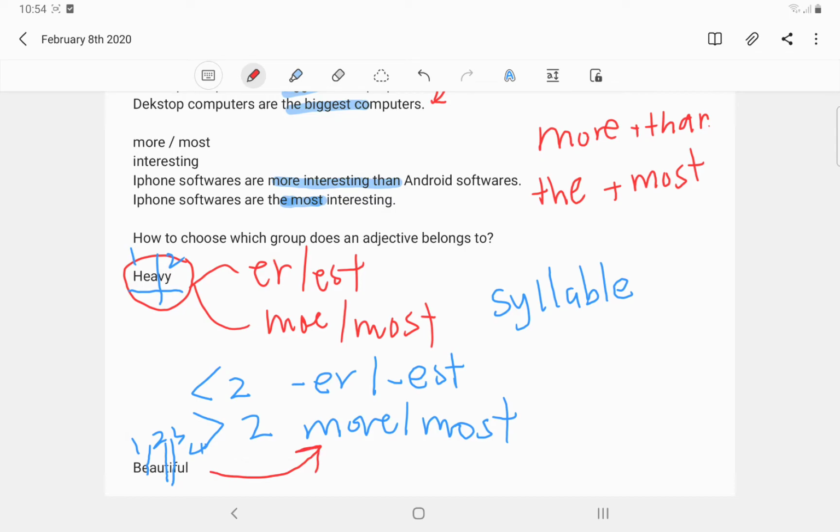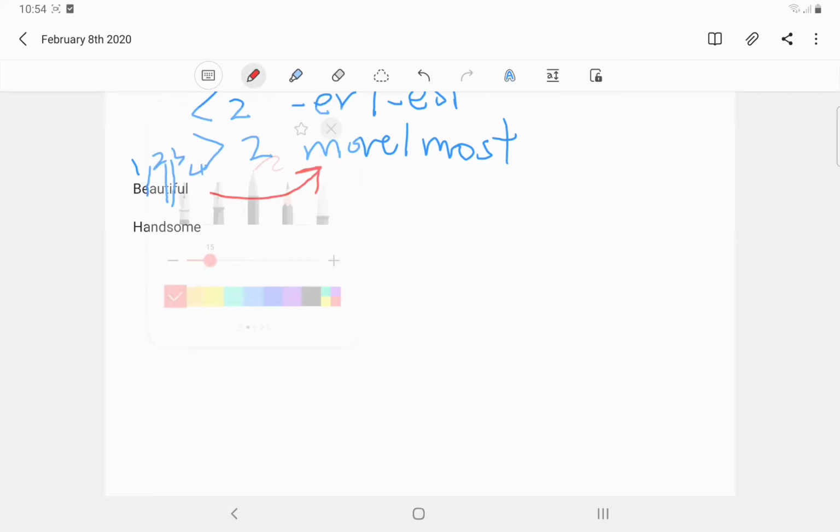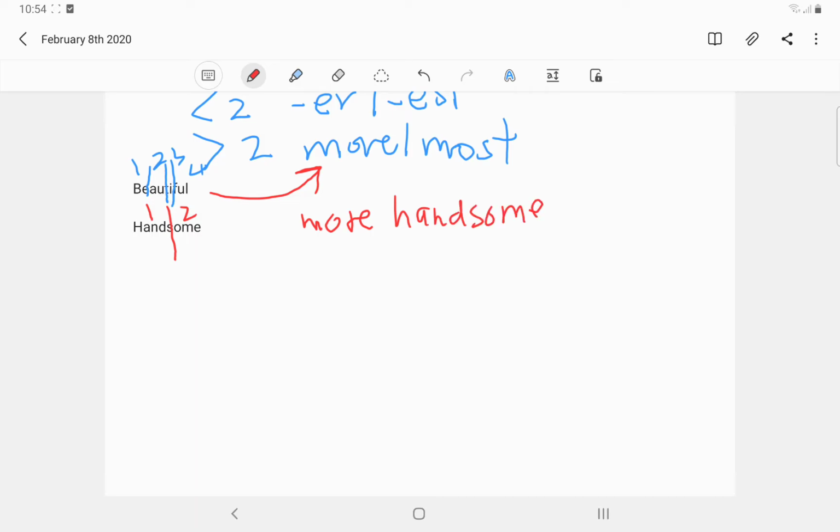Madam, macam mana pula dengan perkataan handsome? Kita tengok balik handsome. Handsome. So handsome ada berapa syllable? Handsome ada 2 syllable, madam. Hand 1, some 1, 2. So 2 syllable untuk handsome. Tapi kenapa kita guna perkataan more handsome? Salah ke kalau kita guna perkataan handsomer?